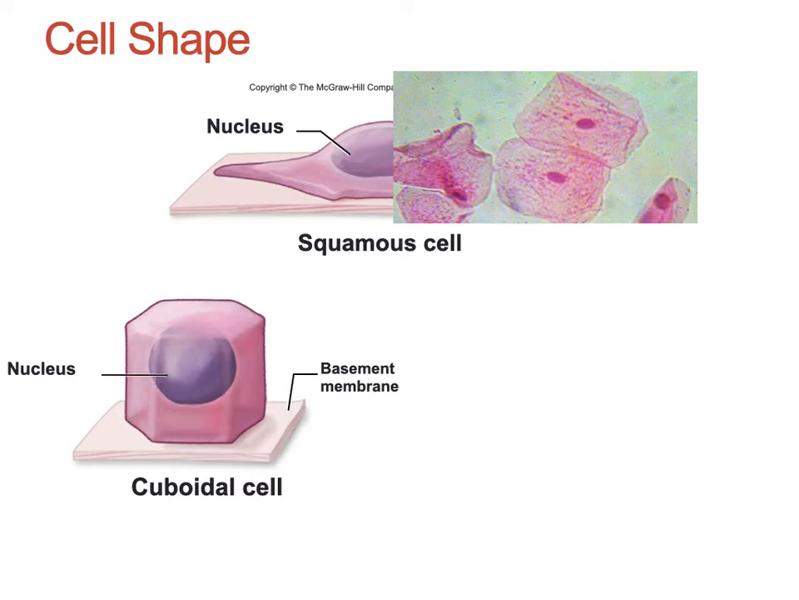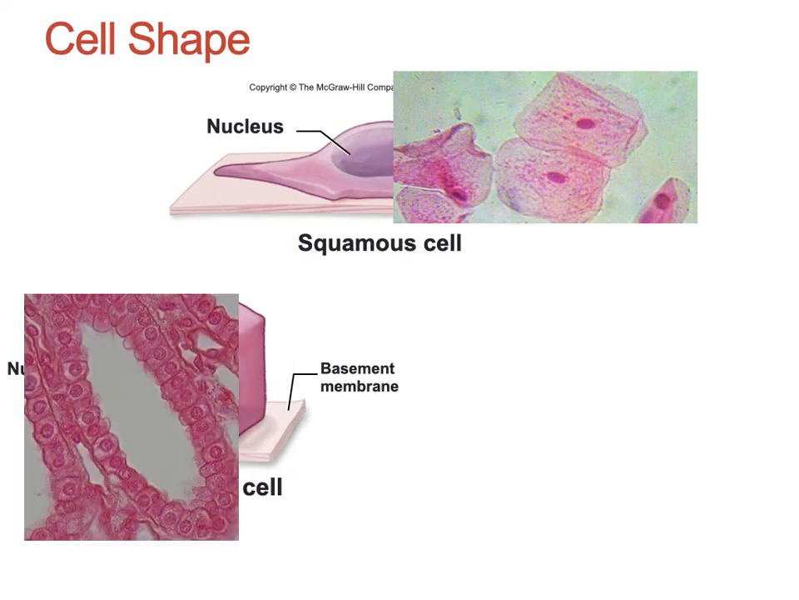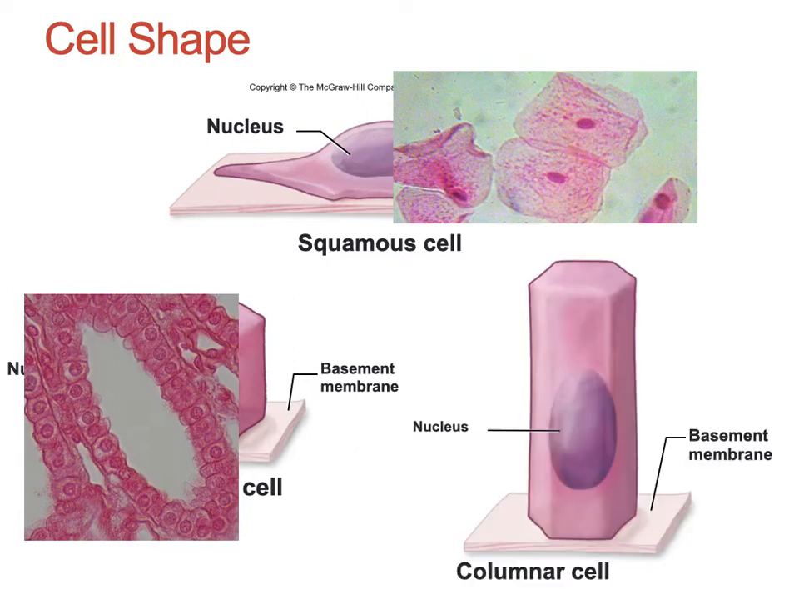Cuboidal epithelial cells, as the name implies, have a cube-like shape. The cell nucleus is large, spherical, and is in the center of the cell. Cuboidal epithelium is commonly found in tissues such as exocrine glands or in absorptive tissues such as the pancreas. Shown here is a cross-section of a kidney tubule, and this ring you can see is composed of cuboidal epithelial cells. The ring, of course, would be the cross-section of a tubule.